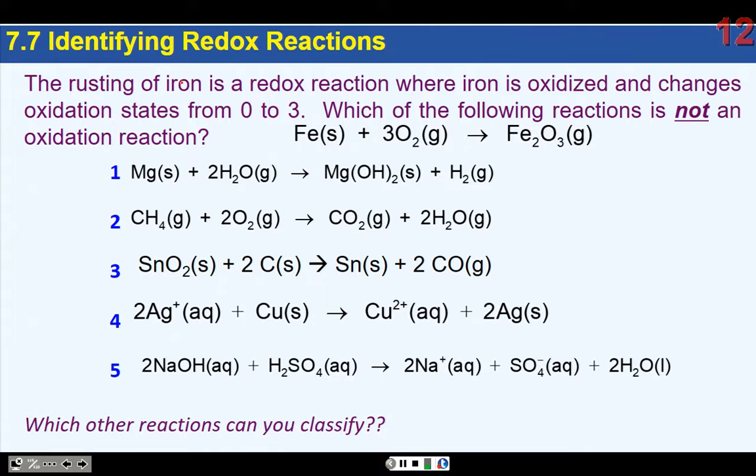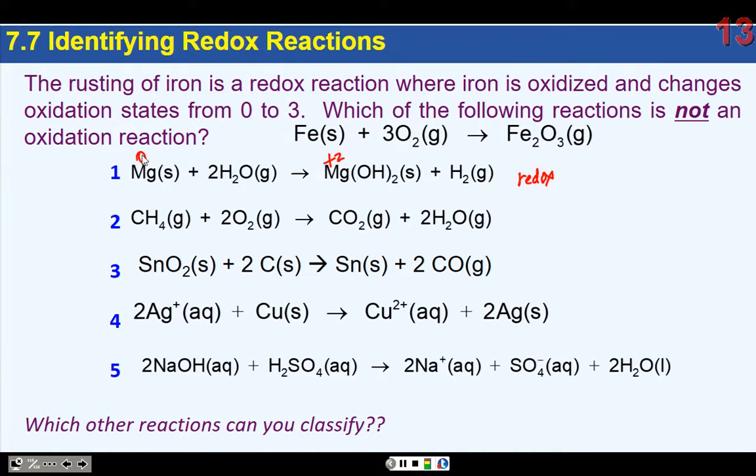The iron is picking up oxygen, and it changes its oxidation states from 0 to 3. Here's a few other examples. Let's see which one is not an oxidation reduction reaction. Let's sort these out, and we'll see if we can classify any of the other ones. Let's see which ones are oxidation reduction, and let's identify them as we go. So reaction number 1, magnesium turns from an element into a compound. It's going from a 0 to a +2 cation, and so that would definitely be redox. So this isn't the one that we're looking for.